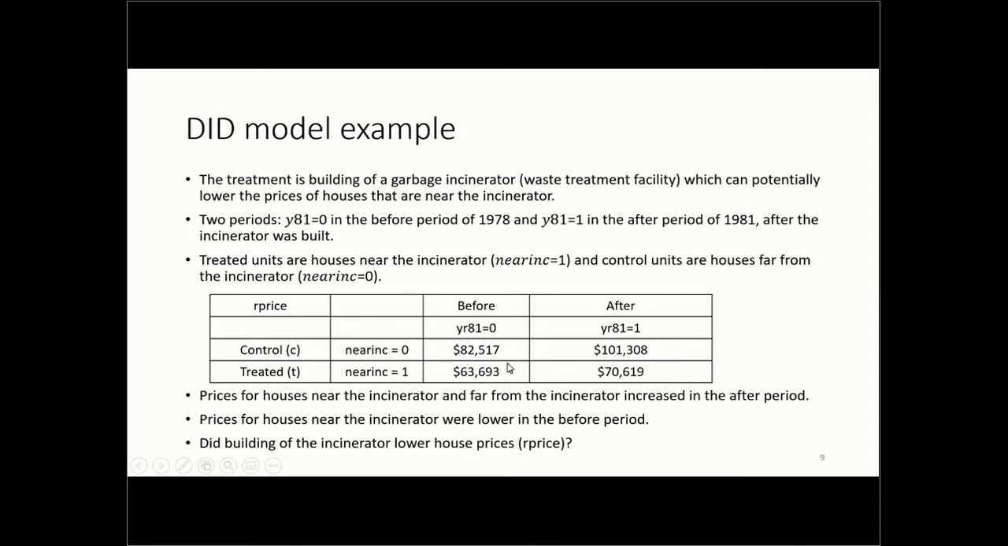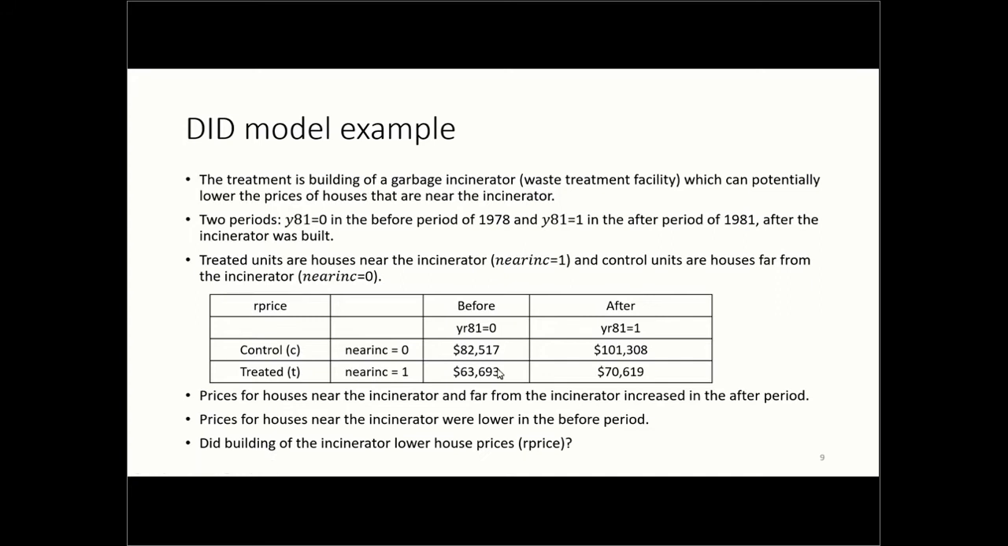And these are the values that we have as far as average house prices. So notice one thing, that houses near the incinerator and far from the incinerator have increased in the after period. So actually this value here for the control units is higher than this one. And this value for the treated units in the after period is also higher than the before period.